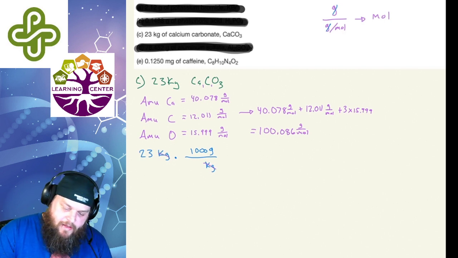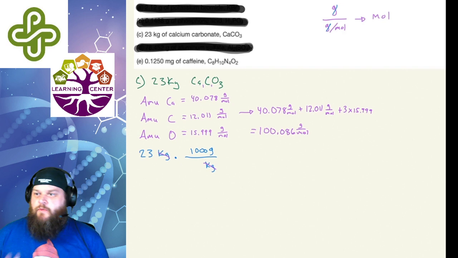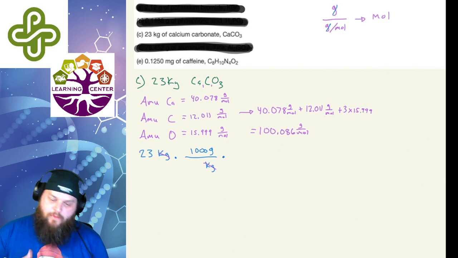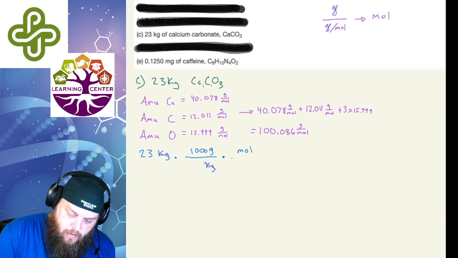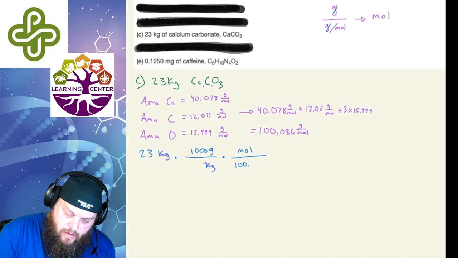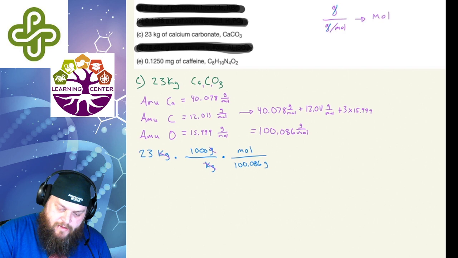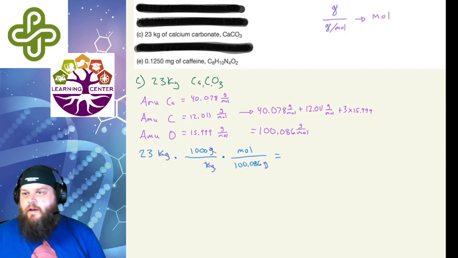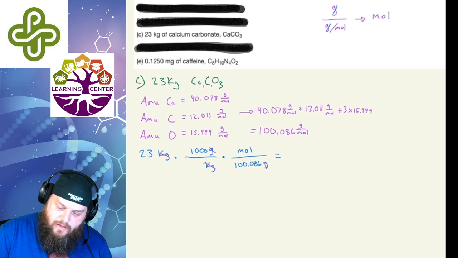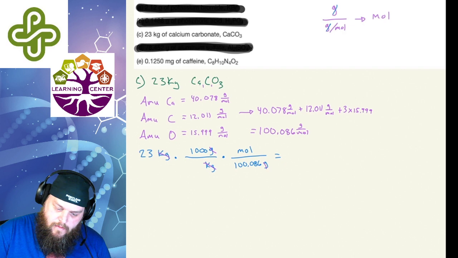Notice kilograms will cancel out. We're going to be left with grams. Now we have an answer in grams. We could then multiply that by the reciprocal of our atomic mass, which really is just mole per 100.086 grams. Now the grams are going to cancel out there and there, leaving us with a unit of moles, and we can just do the math going across. So that's 23 times 1,000 divided by 100.086.